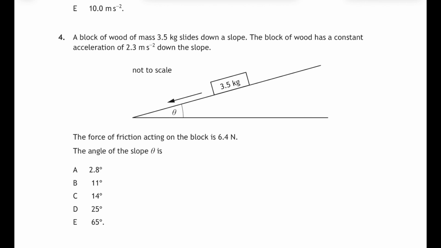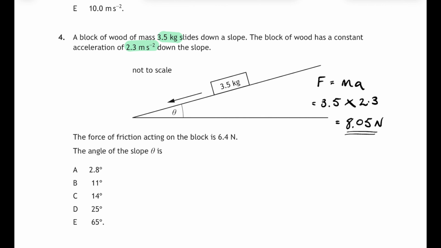A block of wood of mass 3.5 kilograms slides down a slope with an acceleration of 2.3 metres per second squared. The force of friction on the block is 6.4 newtons, and we have to determine the angle of the slope. Because we know the mass and the acceleration, straight away we can work out the unbalanced force on the block. F equals ma, that'll be 3.5 times 2.3. That gives us an unbalanced force of 8.05 newtons, and don't round that.